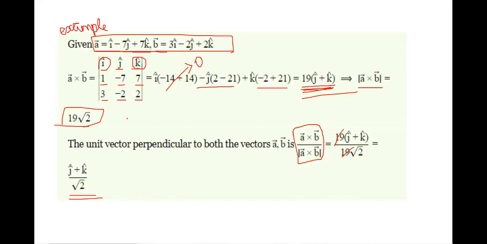Here also, first we will calculate A vector cross B vector. Once we have done that, the next step is to calculate the magnitude. Whenever they ask to check whether the unit vectors are perpendicular or not, this is the formula that we will be using. Once you calculate A vector cross B vector and the magnitude, just substitute in the formula, that's it. This is the second assignment question that we have seen.